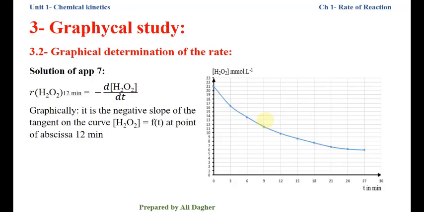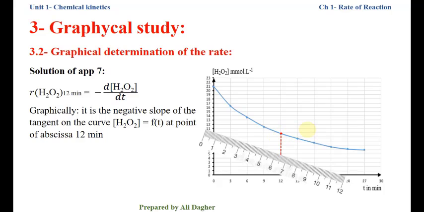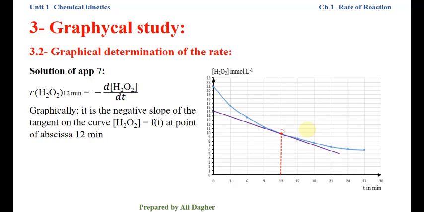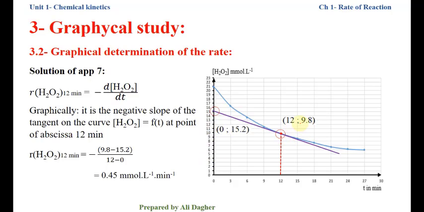This is the curve. We identify the point of abscissa t equals 12 minutes on the curve. We draw, using a ruler, the tangent on this curve at this point, and we take 2 points. The first point is the point at which we should determine the rate, of coordinates 12 minutes, 9.8 millimole per liter, and the second point is the intersection between this tangent and the axis of ordinates, of abscissa t equals 0 and ordinate 15.2 millimole per liter. Now the instantaneous rate equals minus (concentration 2, 9.8, minus concentration 1, 15.2) over (t2, 12, minus t1, 0), which equals 0.45 millimole per liter per minute.